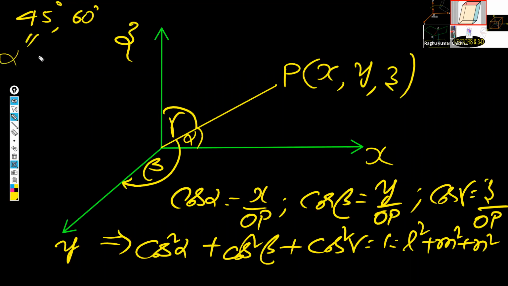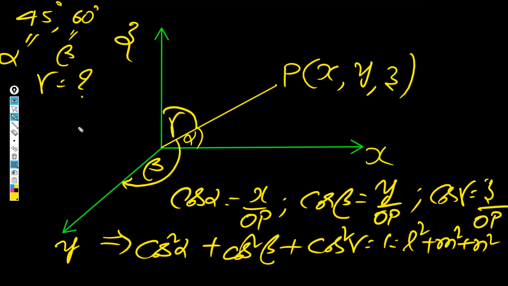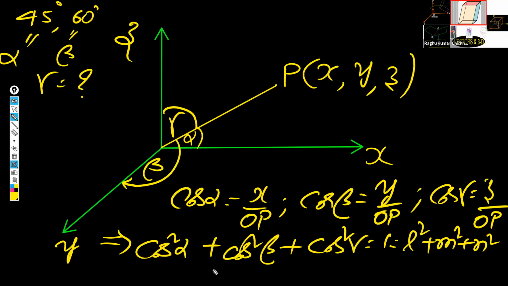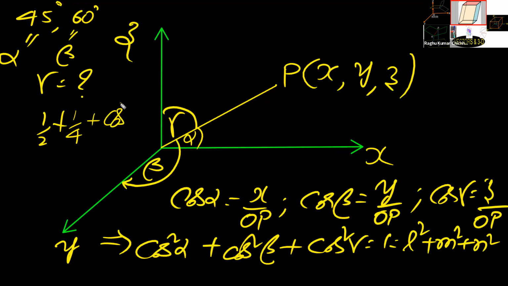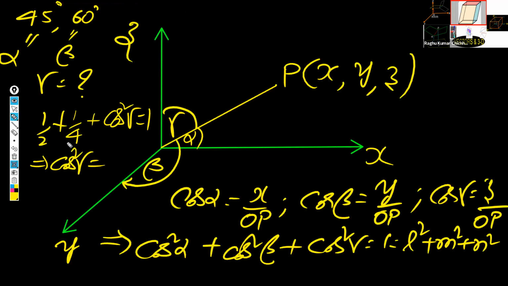Then what is given? Alpha is given, beta is given. What is to be found out? Gamma is to be found out. Then substitute the values here. Cos square alpha, cos square 45, is 1 by 2. Cos square 60, 1 by 2 whole square. Plus cos square gamma is equal to 1. Then cos square gamma is equal to, taking 4 as LCM, 2 plus 1, 3 by 4. So 1 minus 3 by 4, 1 by 4.